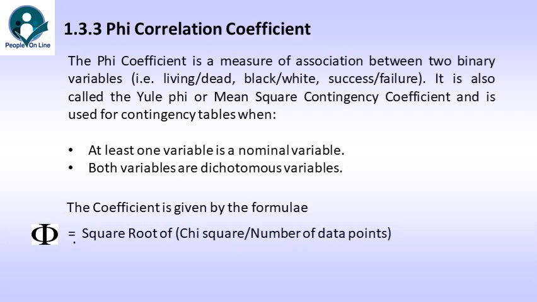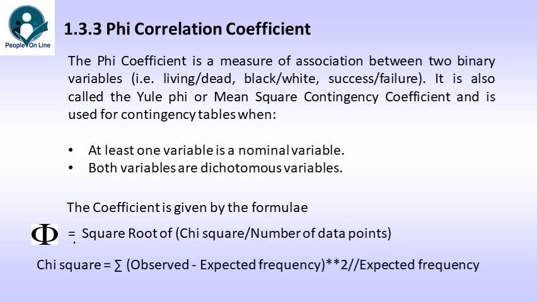phi is equal to square root of chi square by number of data points. So we need to compute chi square and divide that value by the number of data points, which is n, and take a square root, and we'll come to the phi correlation coefficient. And chi square is basically the sigma of observed minus expected frequency, squared, divided by the expected frequency.